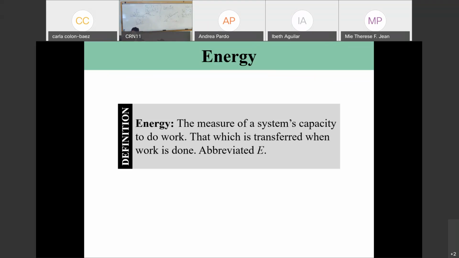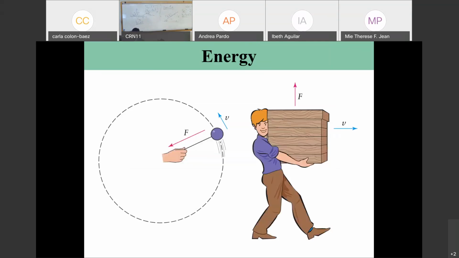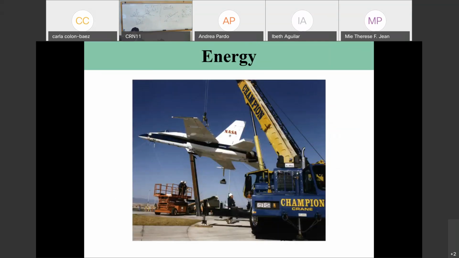When work is done on something, for example, if you push it or if you are trying to stop it, it's gaining some energy. So you are giving energy to the car to stop it. That's why we don't talk about negative energy, but we talk about negative work. The work is negative, but the energy is gained by the system. And the energy is used to do that work. That's the whole idea of conservation. When we lift an airplane, when we lift a box, when we try to stop a car.